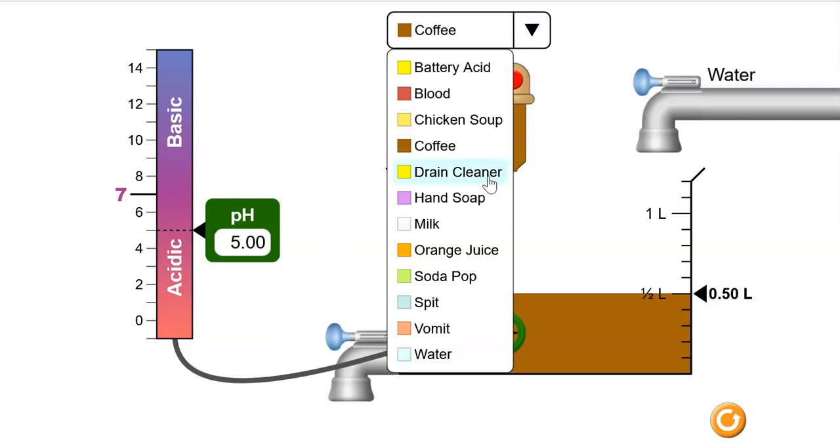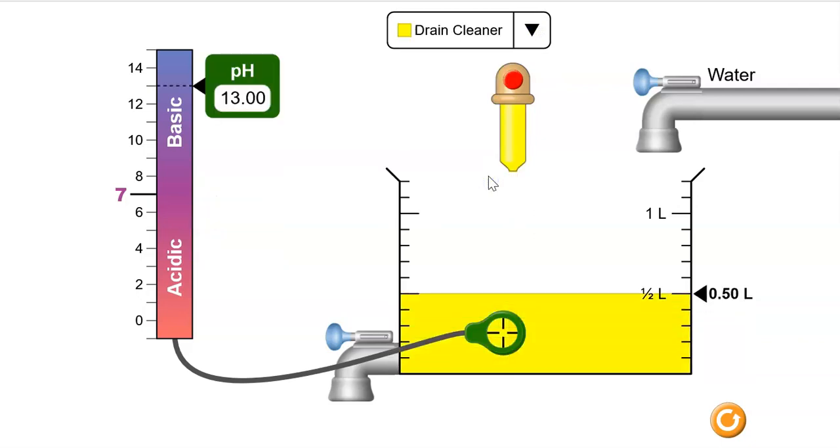Now let's look at drain cleaner. Drain cleaner has a pH of 13. It is very basic. And so this would be drain cleaner like if you have a clog in your pipe and you add a thick drain cleaner to the pipe and you let it sit in there to try and dissolve a clog. That type of drain cleaner is mostly sodium hydroxide, which is a fairly strong base. And so that gives us a basic pH.